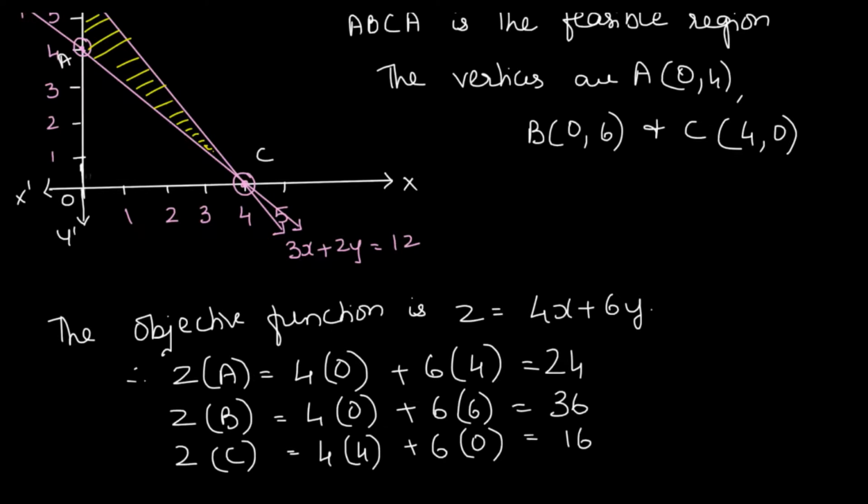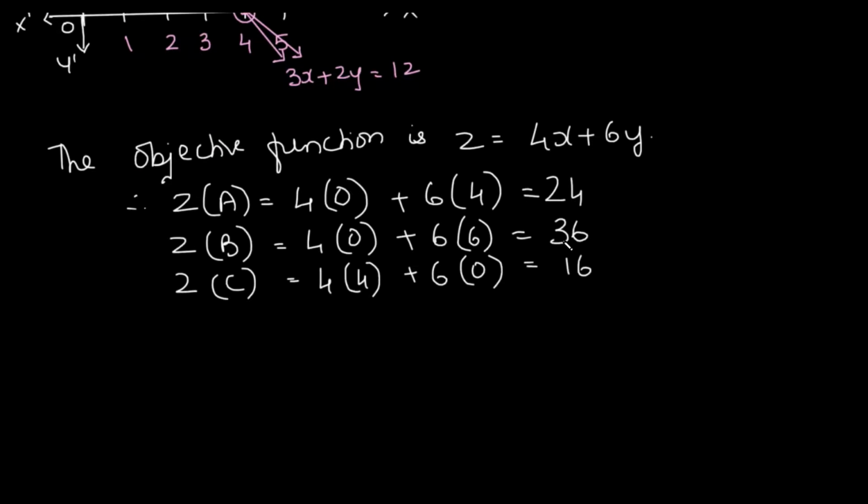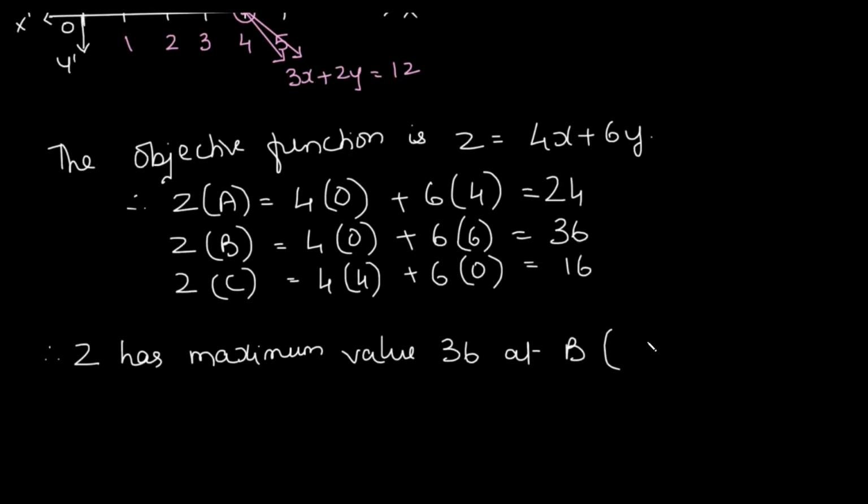Now out of this we see that B has the maximum value. So therefore we conclude that Z is maximum at B. Z has maximum value 36 at point B, which has the coordinates (0, 6). So we can write this conclusion this way also. So thus we conclude our sum.